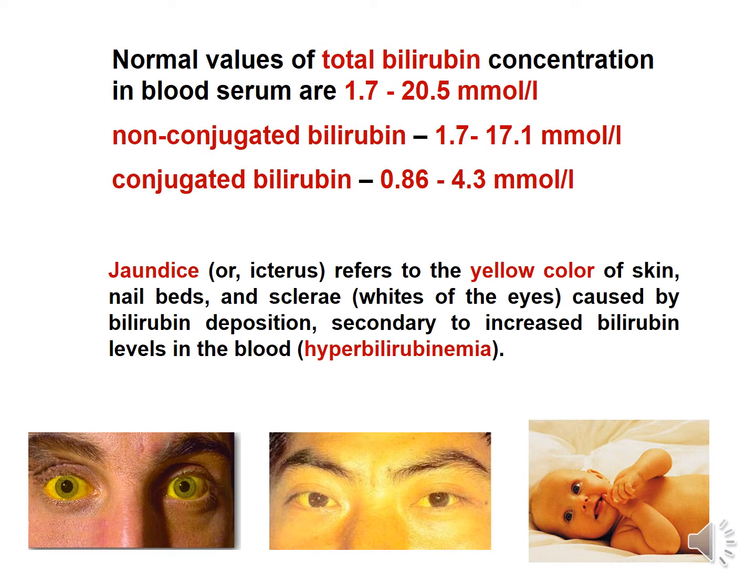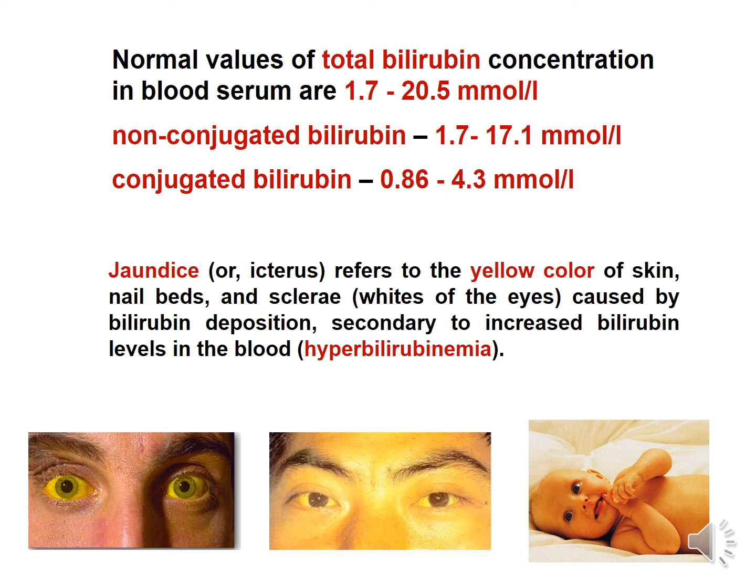Normal values of total bilirubin concentration in blood serum are from 1.7 to 20.5 micromole per liter, or less than 1 milligram per deciliter. Unconjugated bilirubin is from 1.7 to 17 micromole per liter, and conjugated bilirubin from 0.86 to 4.3 micromole per liter.